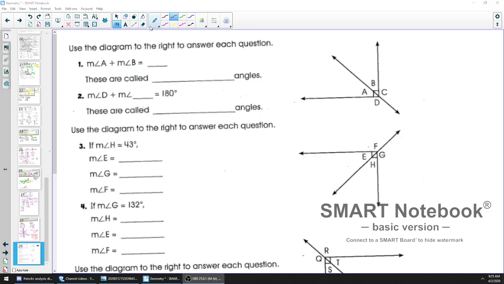Go over the homework. Use the diagram on the right to answer each question. The measurement of angle A and the measurement of angle B equals what? If I add A plus B, I'm taking the two angles and drawing them together with this red line. What would that equal? Well, I see a box right here, so I know it's 90. We call this complementary.